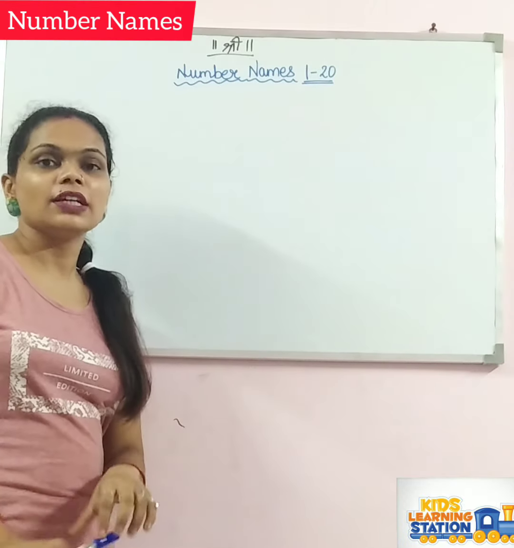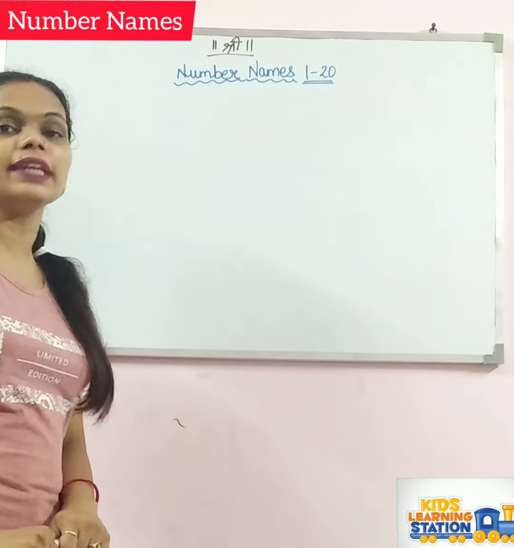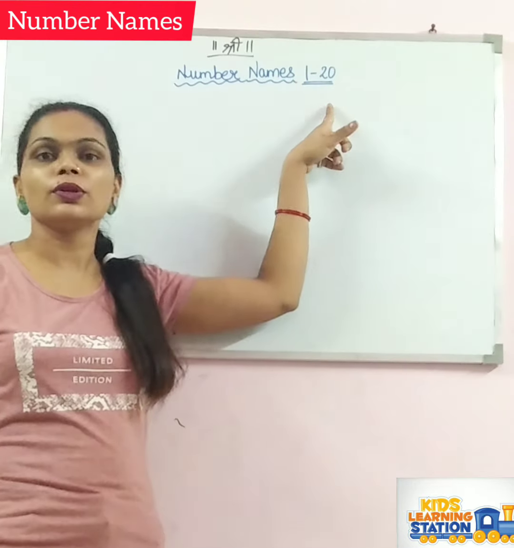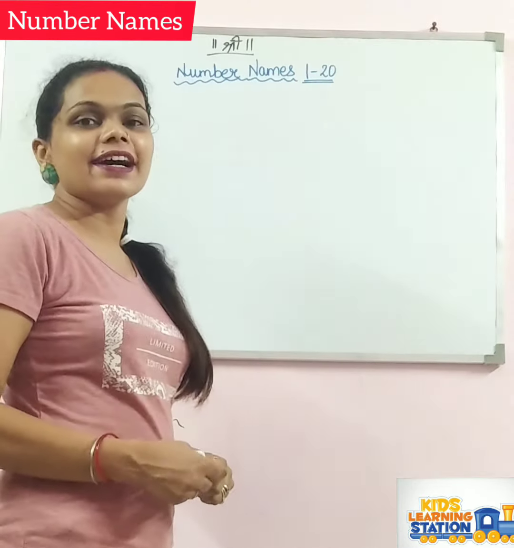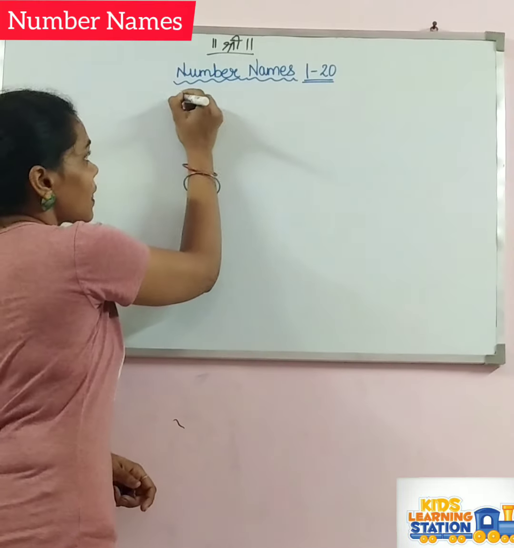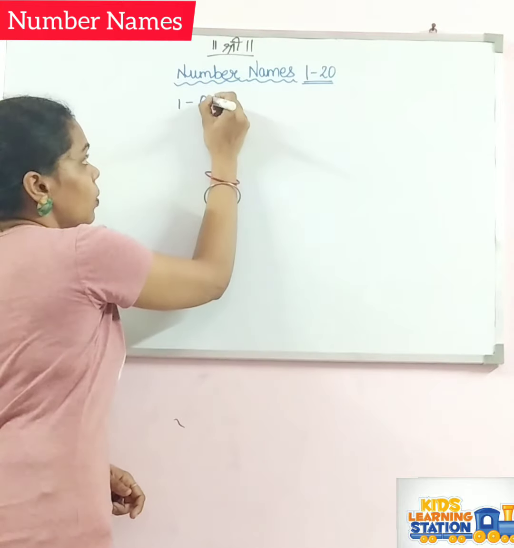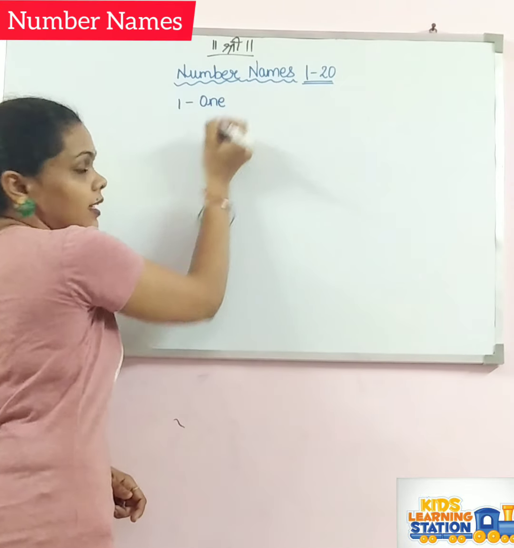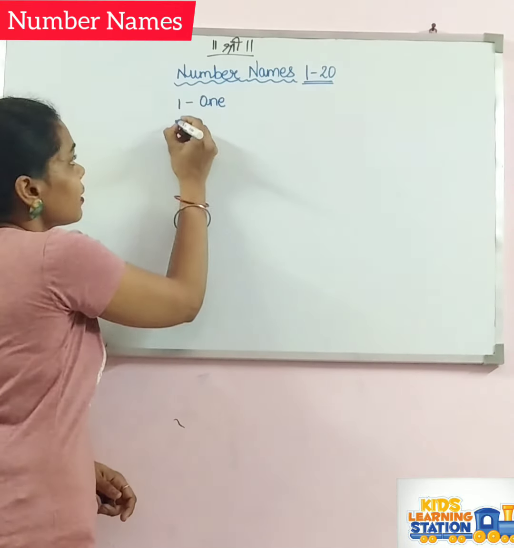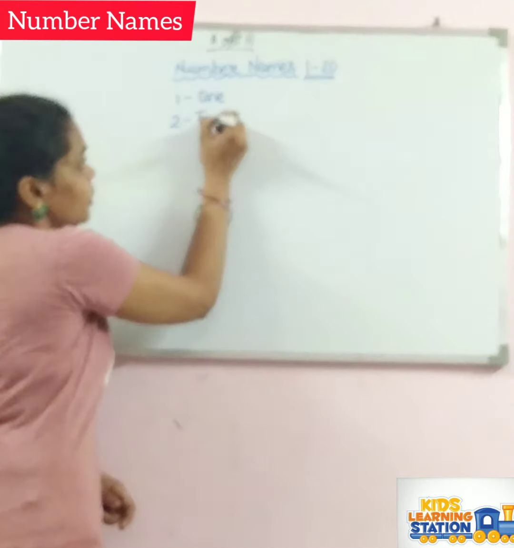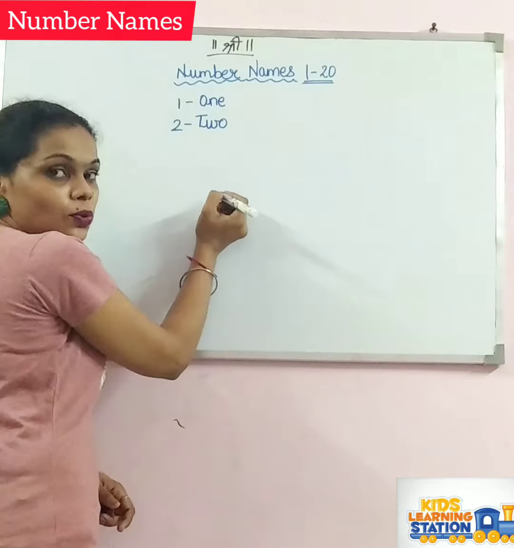Number names. Today we are going to write the number names and learn it. Number names 1 to 20. Let's start. 1: O-N-E, 1. 2: T-W-O, 2.